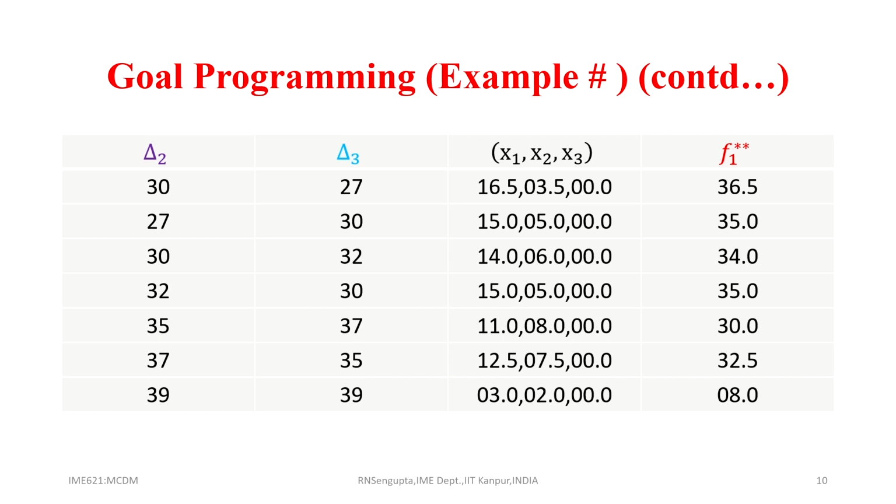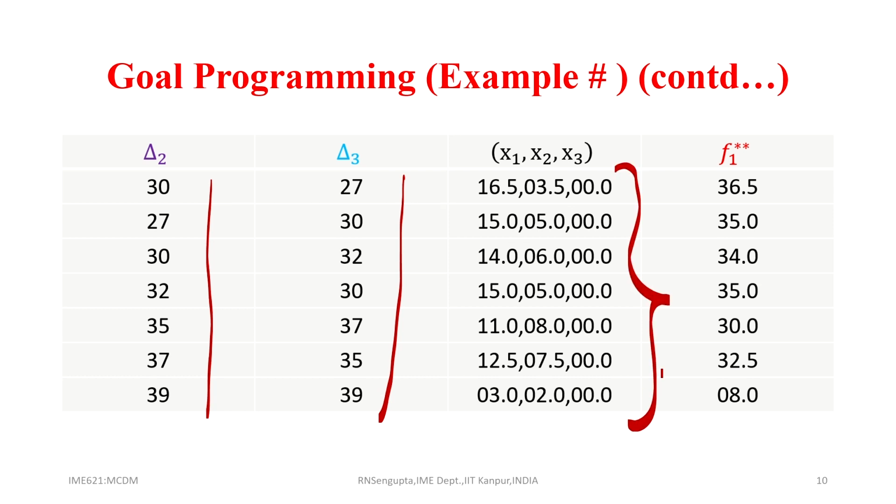Correspondingly, we take other combinations of delta 2 and delta 3, and these are 40 minus delta 2 and 40 minus delta 3. The delta 2 and delta 3 are given in column 1 and column 2. Based on that, I have the solution in column 3, and finally F1 double star in column 4. They have been solved using a simple linear programming problem.